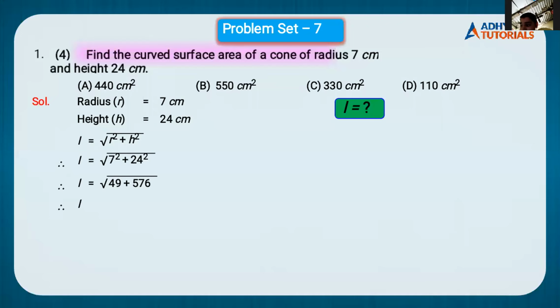So for slant height, we have got root of 625. How much is the square root of 625? Tell me. Yes, it's very easy, right? Square root of 625 is 25. So can we say slant height is 25 centimeter? Now students, we have got the slant height, that is L.